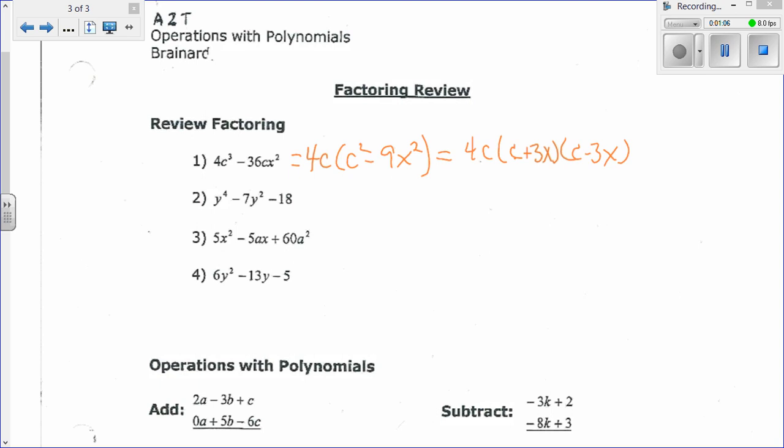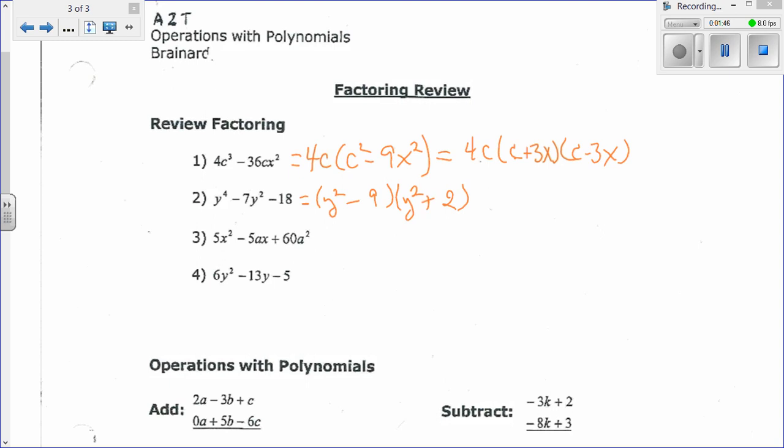For number two, that is not the difference of two perfect squares, but it is a trinomial. This one is a little bit different in that I have y to the fourth and y to the second instead of y squared and y to the first. And I just treat that the same way as I would a regular trinomial. So in the front of my parentheses, instead of y and y, it'll be y squared and y squared. And then what are my factors of 18 that subtract to give me 7? So that is 9 and 2. Larger number takes the sign in the middle, so it's minus 9 plus 2.